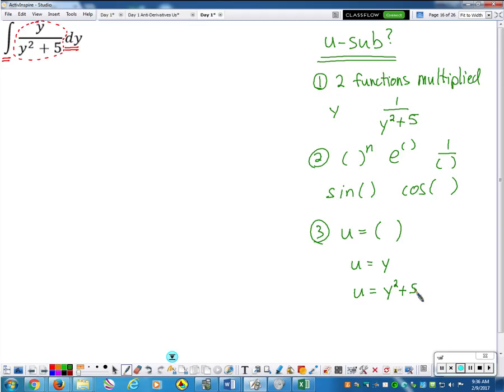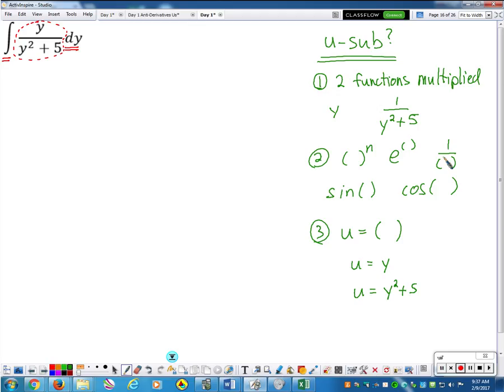Is there a question there? Please. Why isn't it 1 over y squared plus 5? Simply because the pattern that we have to follow for U substitution is we identify the two functions being multiplied, and then each function's got to fit in one of these forms. So the form is 1 over something, so the something is our choice of U. Okay? This might help, Mikkel.